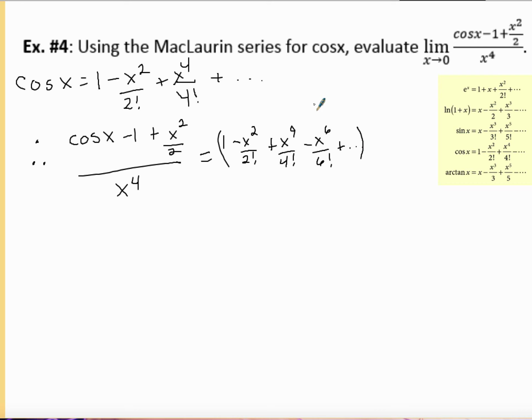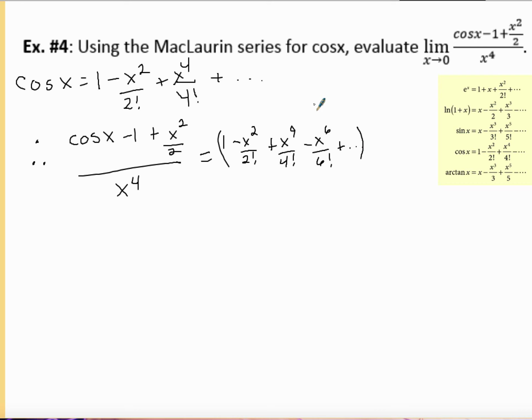Don't forget, this whole darn thing is getting divided by x to the 4th. Wowzers. Now, this isn't terrible. We've seen worse, because 1 minus 1 is 0, and negative x squared divided by 2 factorial and x squared divided by 2 are the same, so those are also 0. And so I'm just going to have the whole rest of the series besides those first two terms being divided by x to the 4th.